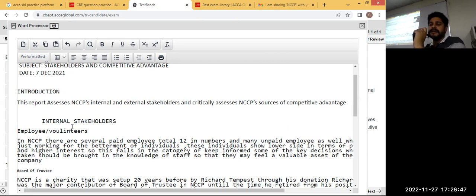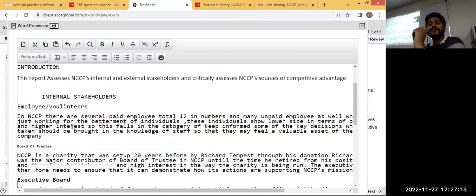Keep informed: some of the key decisions, when taken, should be brought to the knowledge of the staff so that they may feel a valuable asset of the company. So when I say that we need to keep them informed, this means that whenever you are taking key decisions, you need to make them aware of these decisions, and provide a communication model where these decisions are communicated. It will go two-way as well, so that they can also contribute to decision making, but they will not have any voting power.